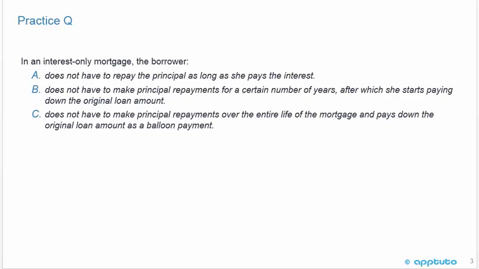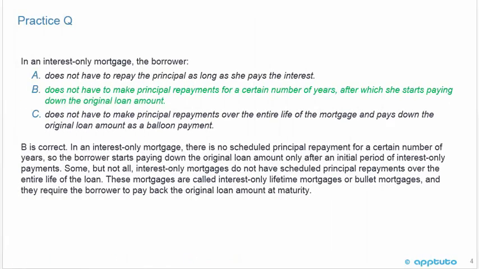Anyhow, in an interest-only mortgage, the borrower A does not have to repay the principal as long as she pays the interest. B does not have to make principal repayments for a certain number of years, after which she starts paying down the original loan amount. Or C does not have to make principal repayments over the entire life of the mortgage and pays down the original loan amount as a balloon payment. So that was a nice question to end on.